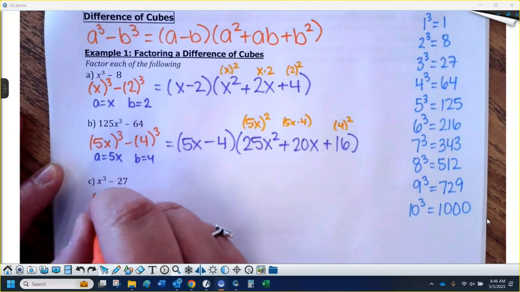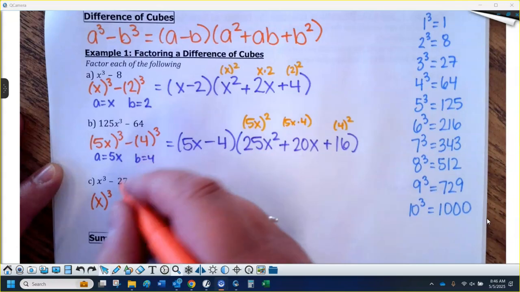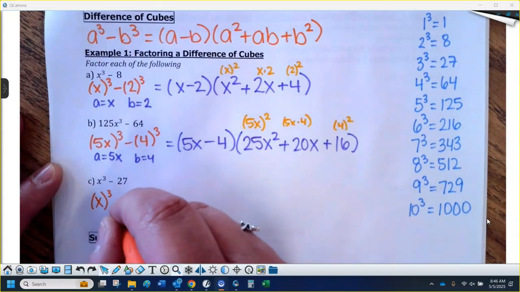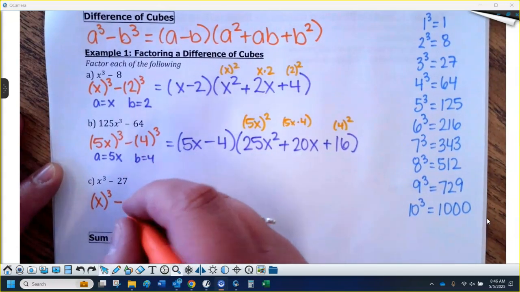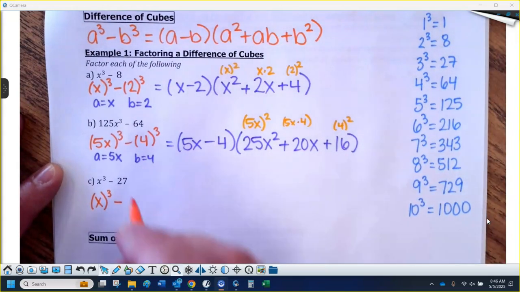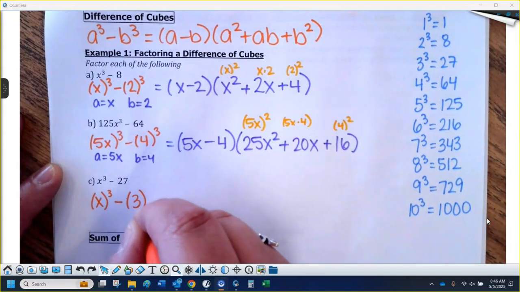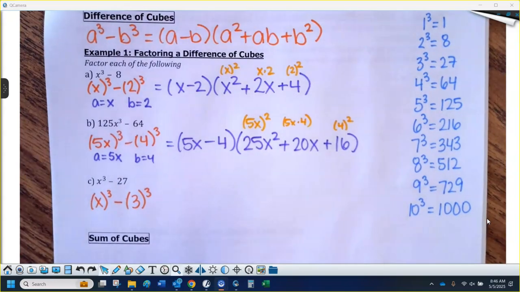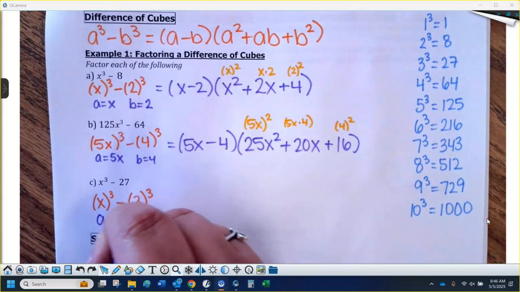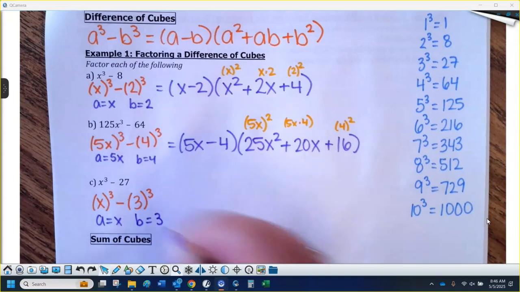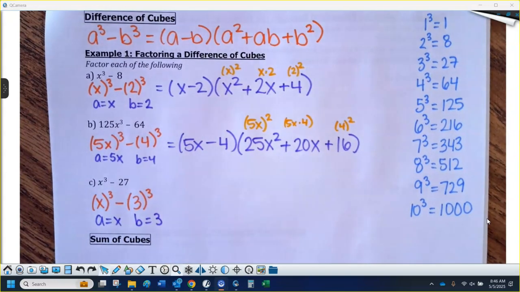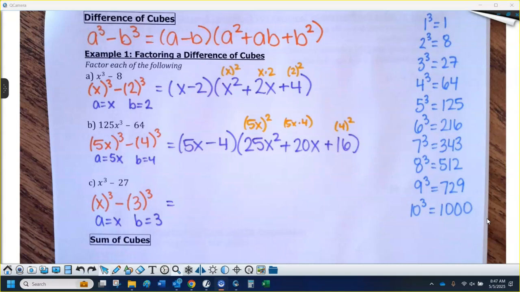So that first term's just x to the third, right? So I'm just kind of writing it like that with the little parentheses to help identify my a value. And if you look at your list over here, you're going to see 27 goes with 3 to the third power. All right, so I got a is going to be x here, b is going to be 3. So see if you can follow that formula and set up like what the factored form would look like. So a is going to be replaced with x, b is going to be replaced with 3.